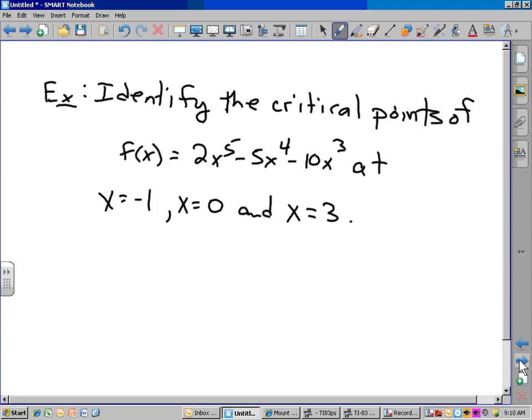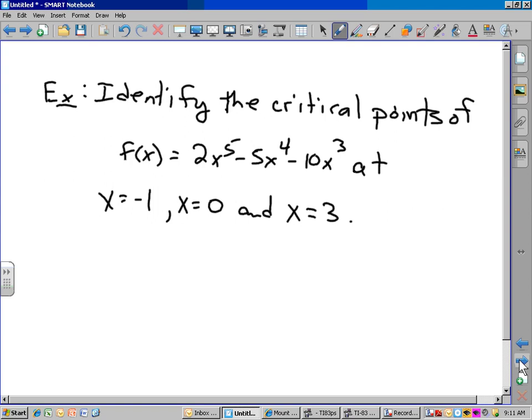All right, now this one's a little different. This one wants you to identify the critical points of this function, 2x to the 5th minus 5x to the 4th minus 10x cubed, at very specific x values. So they want you to look at x equals negative 1, x equals 0, and x equals negative 3. Now, two things different. Last example asked us for extrema, telling us basically we're only looking for max and mins. This now says critical points, which means to me it's going to include an inflection point. Real good chance that one of these x values could be at an inflection point.